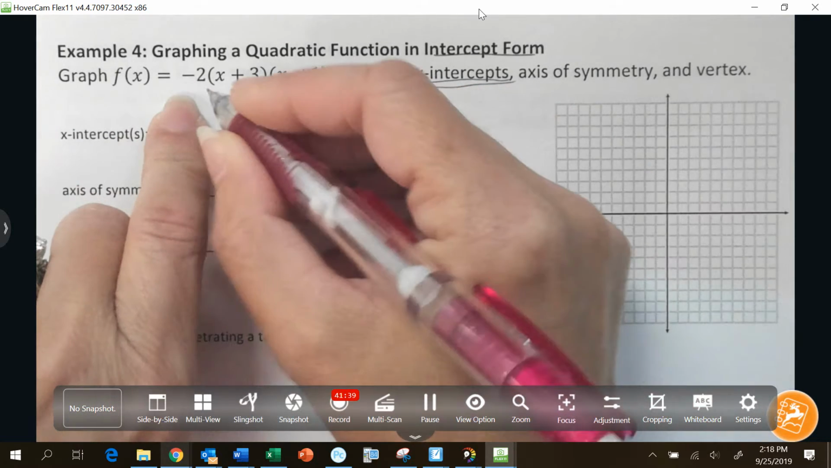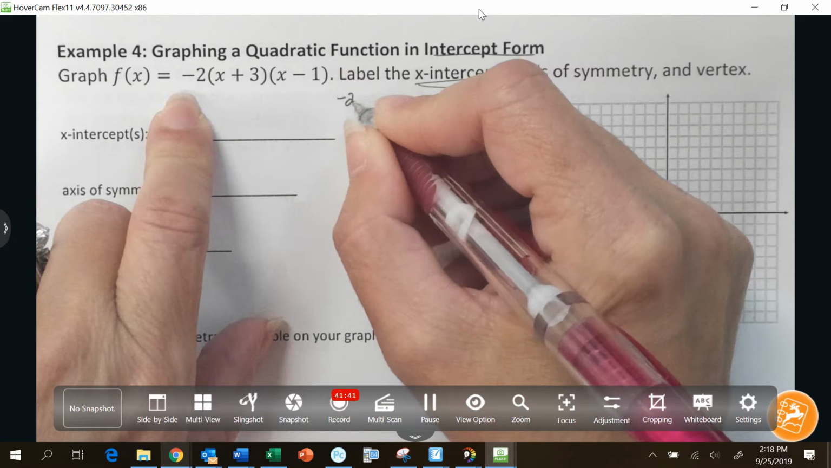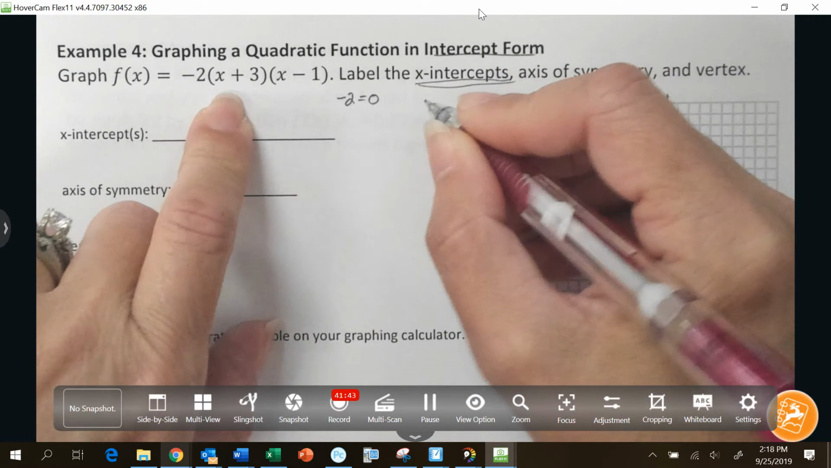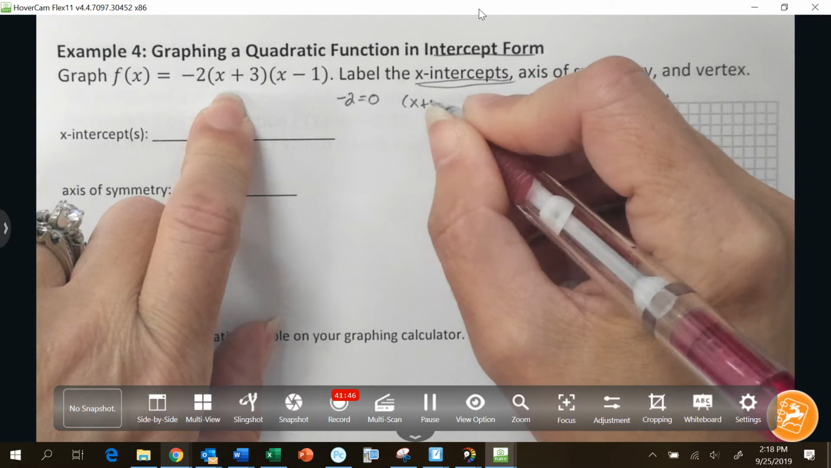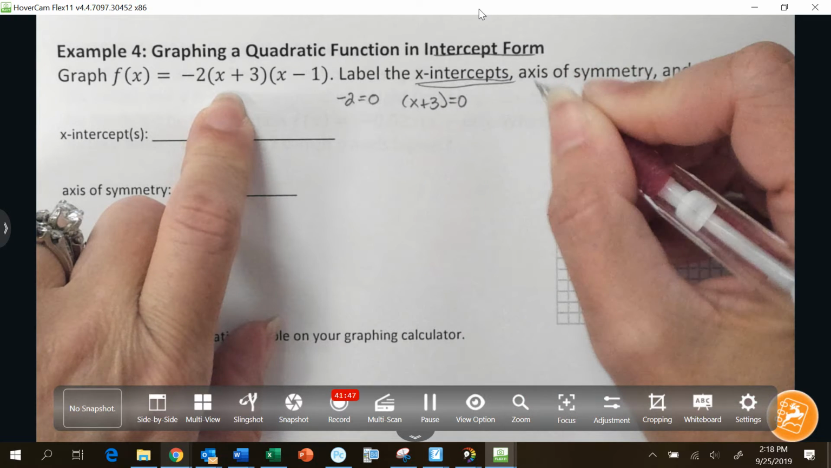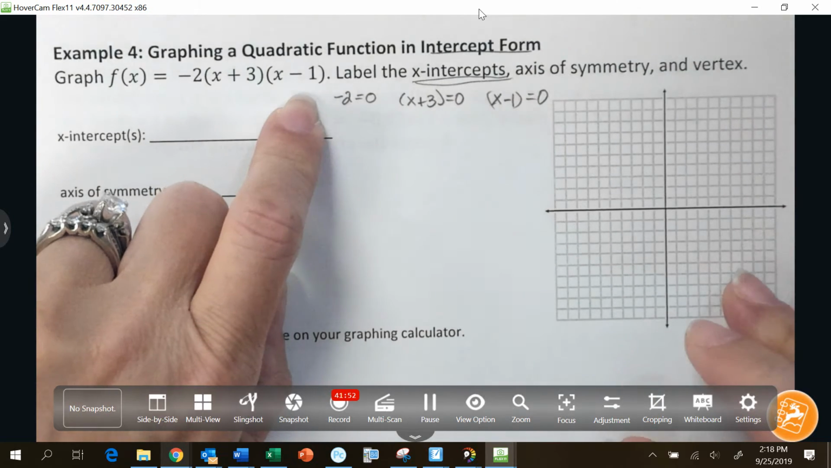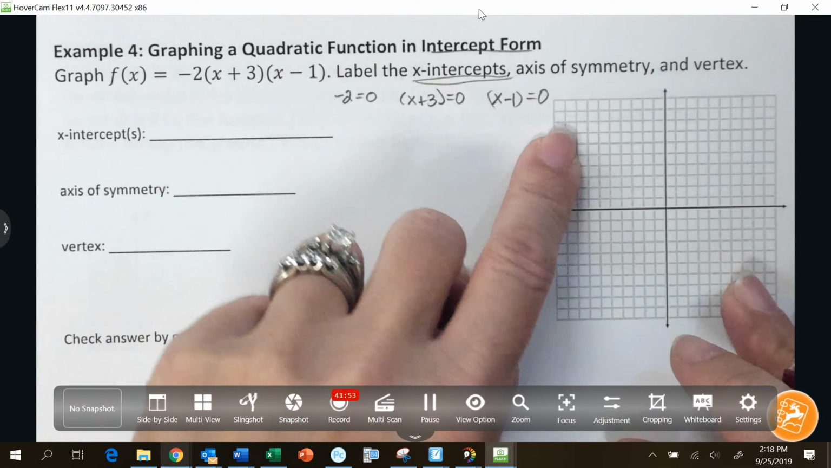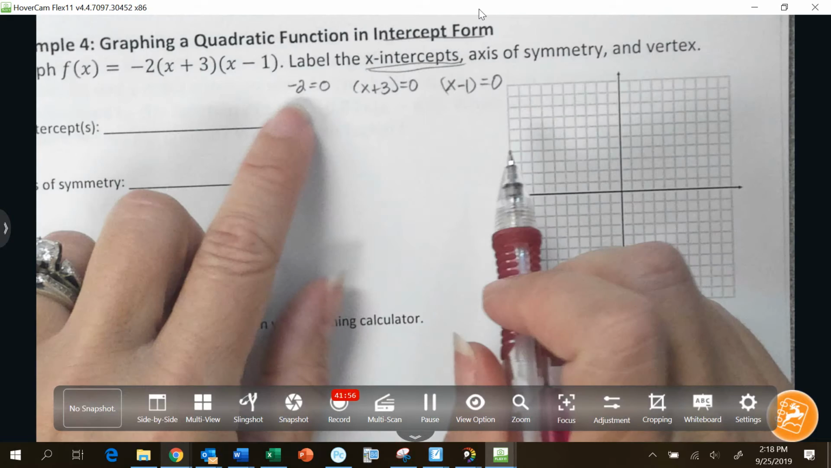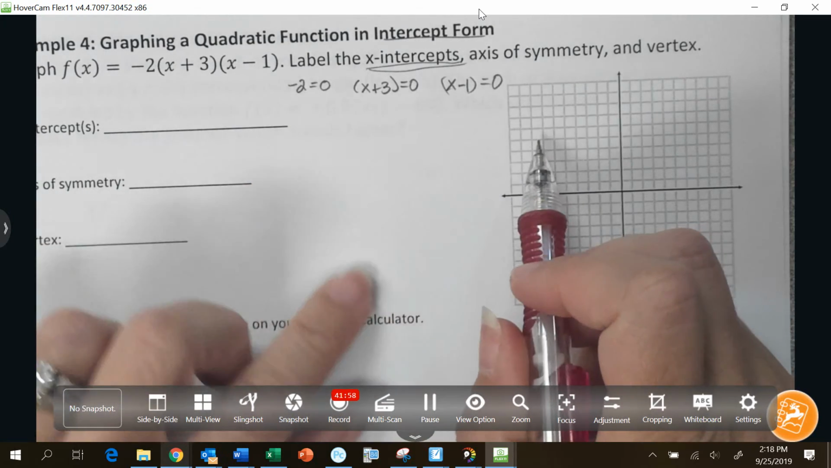So you can set that first factor, which is negative 2, equal to 0. You're going to set x plus 3 equal to 0. And you're going to set x minus 1 equal to 0. You're going to set each factor equal to 0. And now we're going to solve for x in each factor.